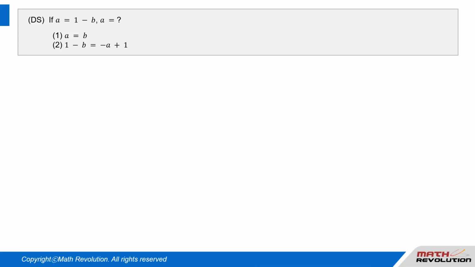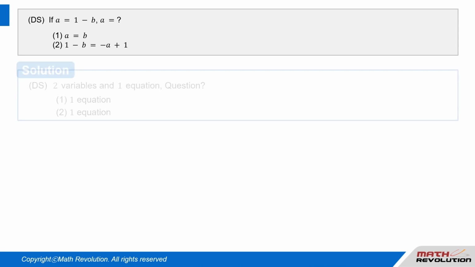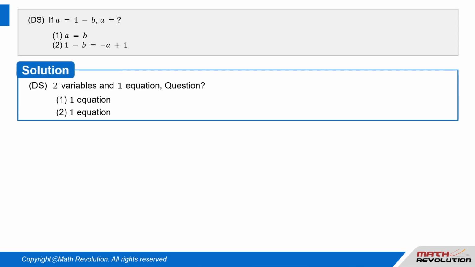Question: DS. If A equals 1 minus B, then A equals what? Condition 1, A equals B. Condition 2, 1 minus B equals negative A plus 1. Solution. Now we will solve this DS question using the variable approach.